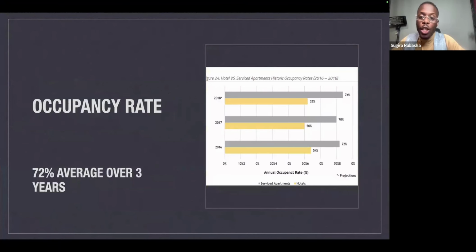Now, let's look at the occupancy rate for serviced apartments. As you can see here, it's a 72% average over 3 years. This was back in 2026-18. The yellow are hotels, the gray is serviced apartments, because people would rather stay in a serviced apartment than a hotel, because you get the same services like a hotel, which is what we do exactly. We run it as a business, but it's still an apartment.